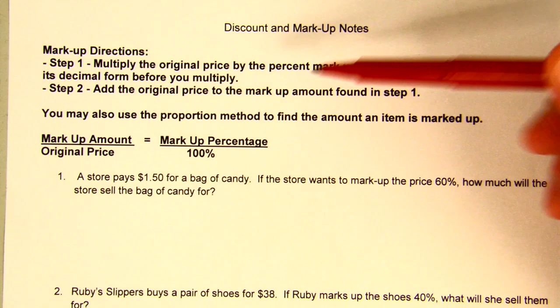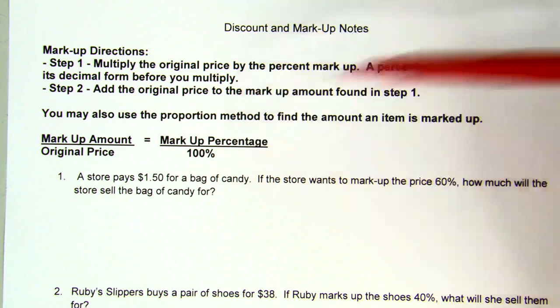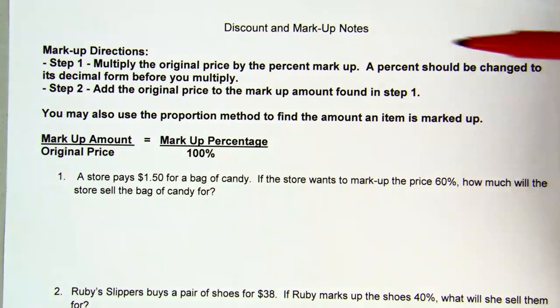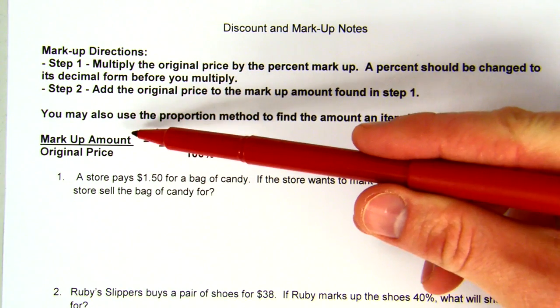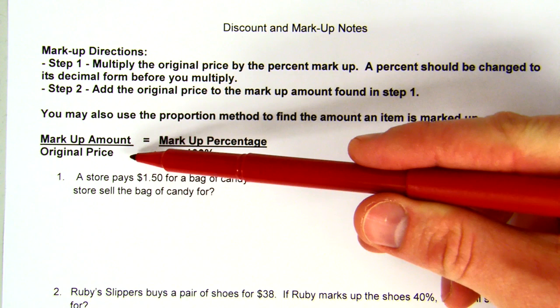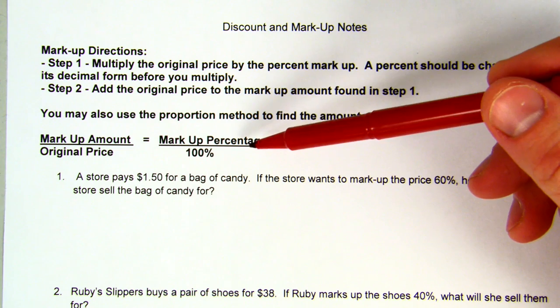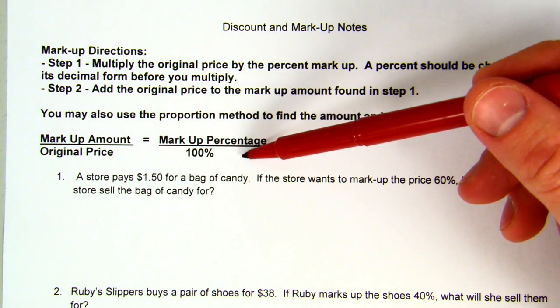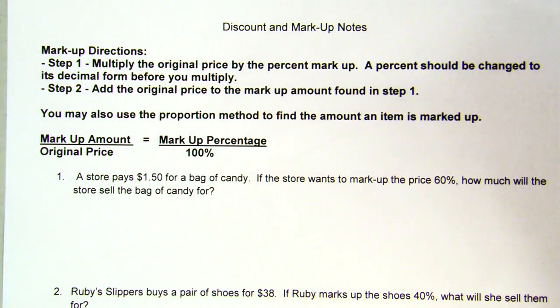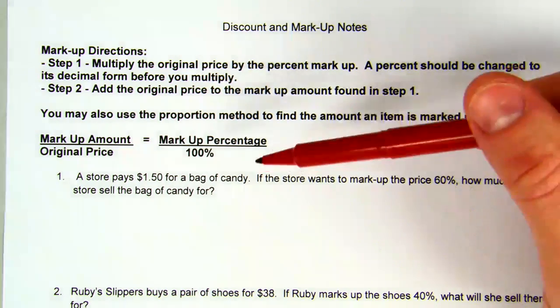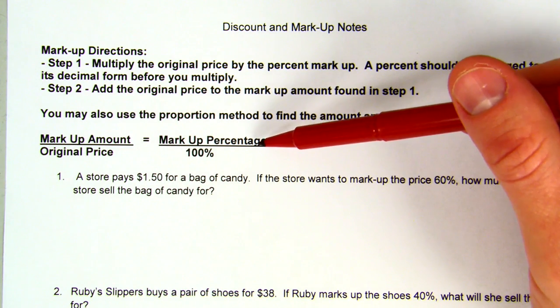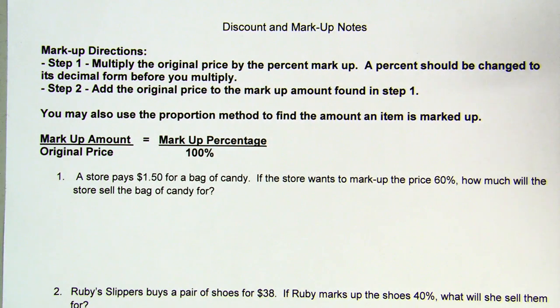The other option for you to do is you can also use a proportion. You do the markup amount, which is going to be your variable, your unknown usually, over the original price, and then that's going to equal your markup percentage over the 100%. And in this case, you do not have to change your markup percentage to a decimal. You just keep it as the number you were given for it. Okay, so we'll show you both on these.